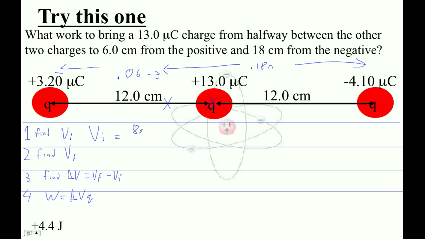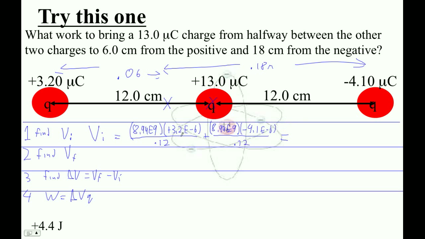So that's 8.99E9 times positive 3.2E minus 6 over 0.12, right? Plus, and then we got to do this guy here, so it's going to be 8.99E9 times negative 4.1E minus 6 over 0.12. Okay, I'm going to store that somewhere. All right. Okay, here we go.